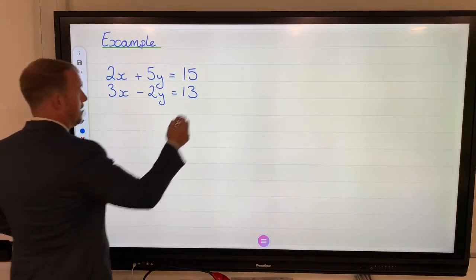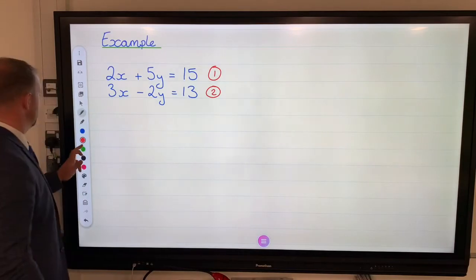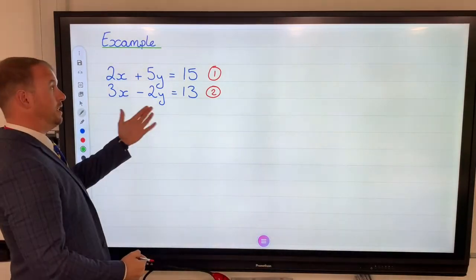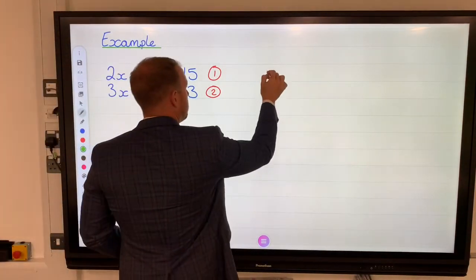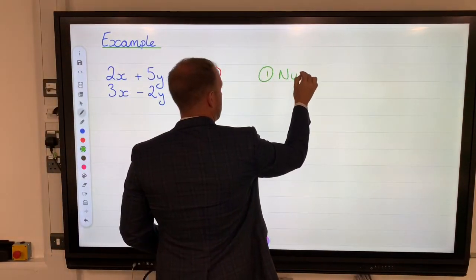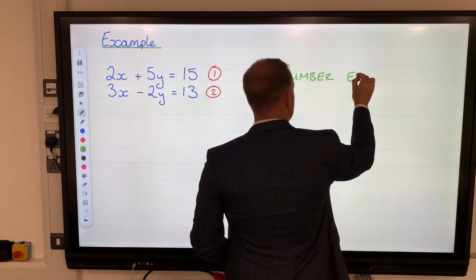So in terms of step by step, the first thing I'm going to do is number the equations. Okay, so then when I do steps later on, I can refer to these equations as different numbers. So the first thing to do then is to number equations.